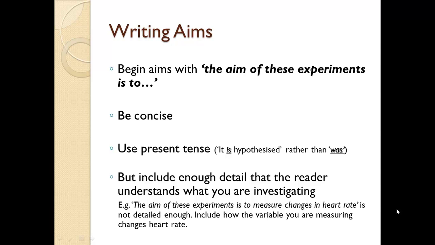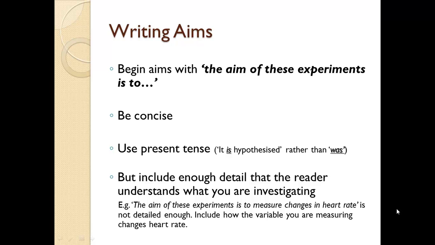Some general guidelines for writing aims include beginning with the phrase, "The aim of these experiments is..." Be concise, so get to the point. You don't want something that goes for more than a sentence. Use present tense, and include enough detail so that the reader understands what you're investigating.